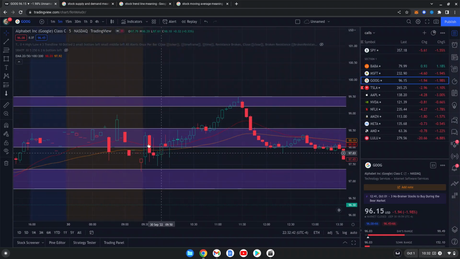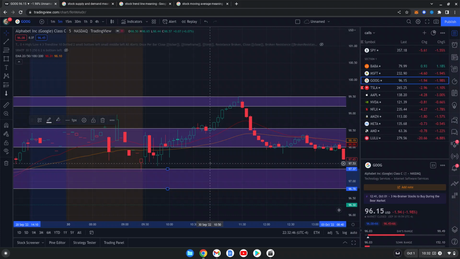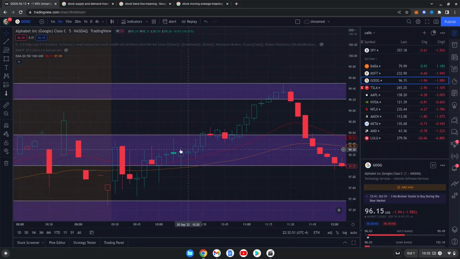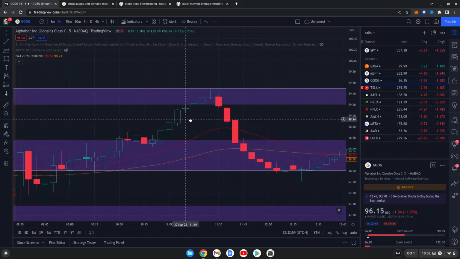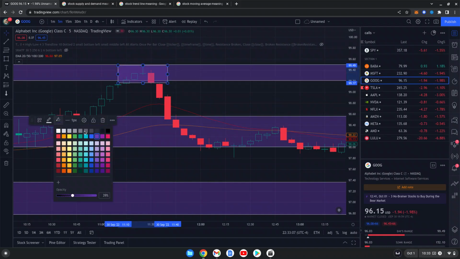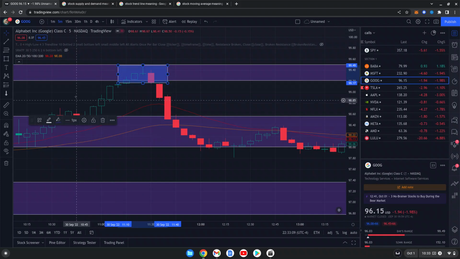Google opens up in this $98 area, and it's trapped in this zone. I probably wouldn't take a trade because it was still early in the day. So we can look at these two zones here and here. So we're in this zone right here. This would be our supply zone.